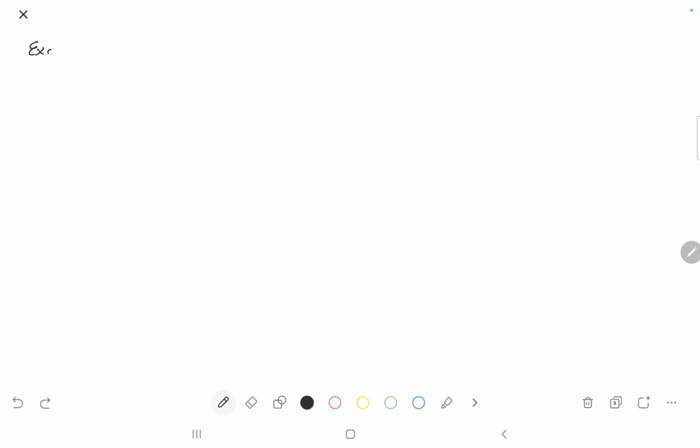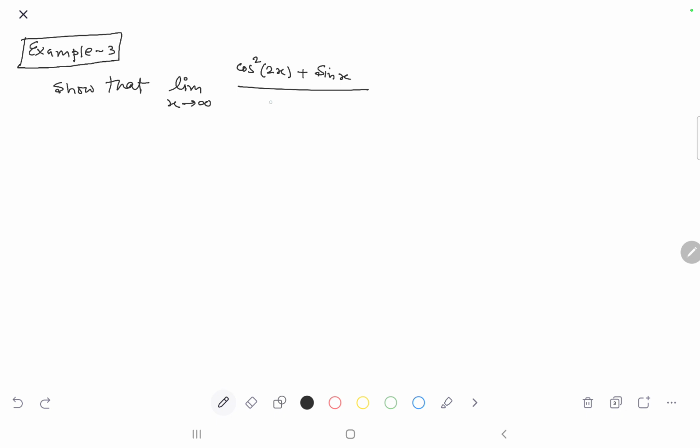So example 3. The limit as x tends to infinity of cos square 2x plus sin x divided by 3 minus 2x equals 0. Okay. Right.